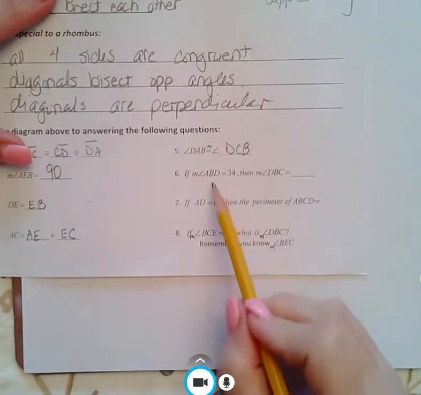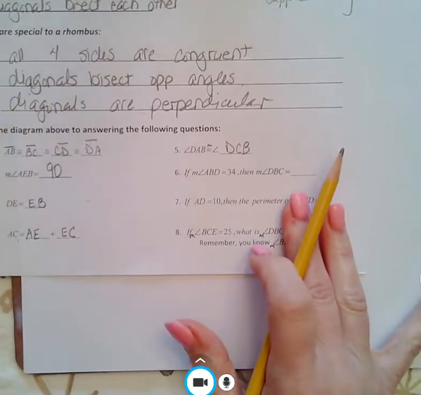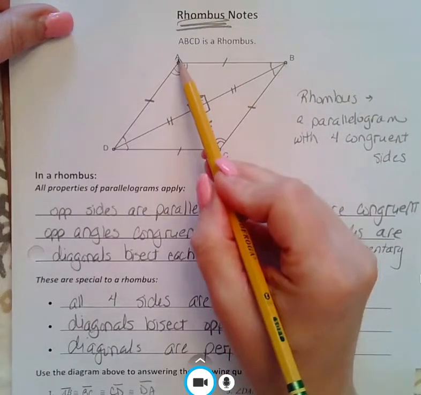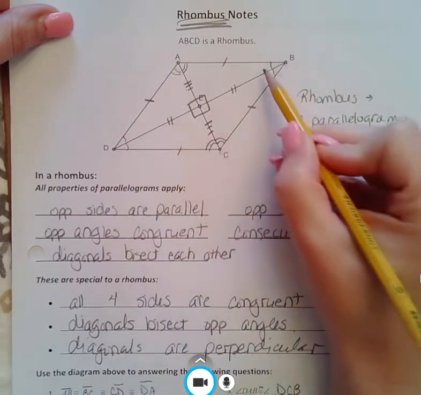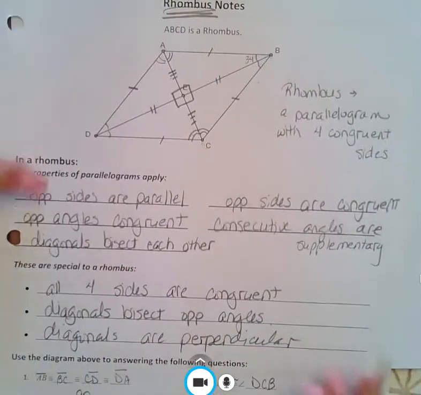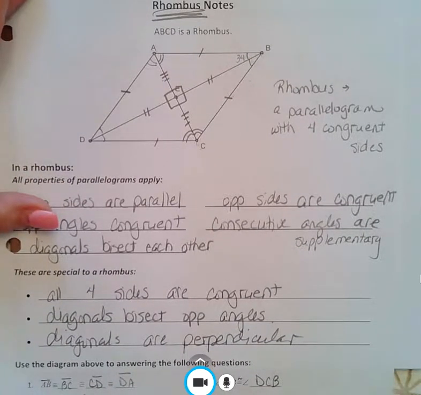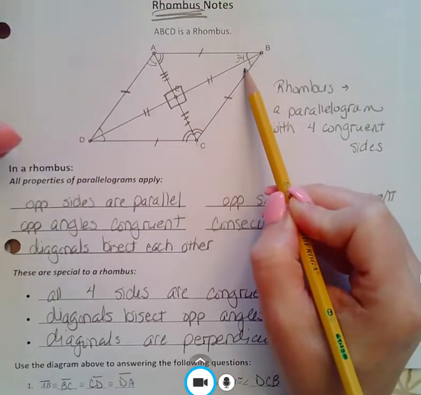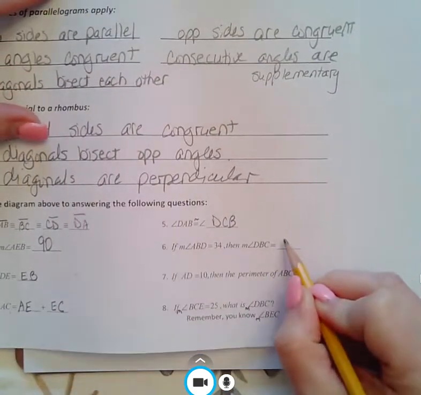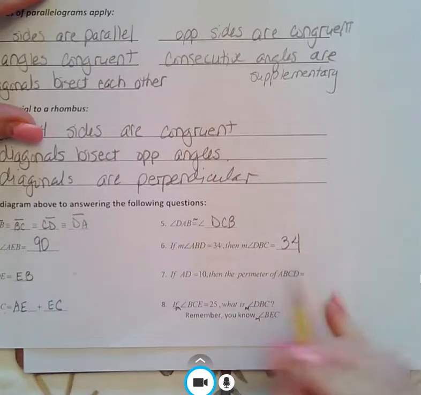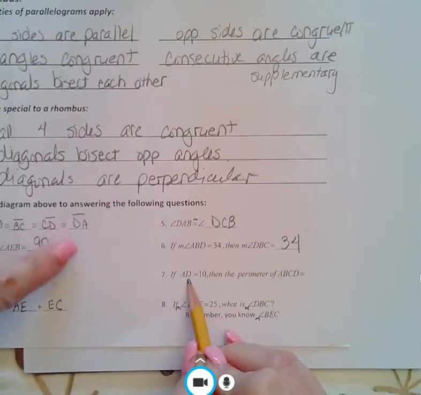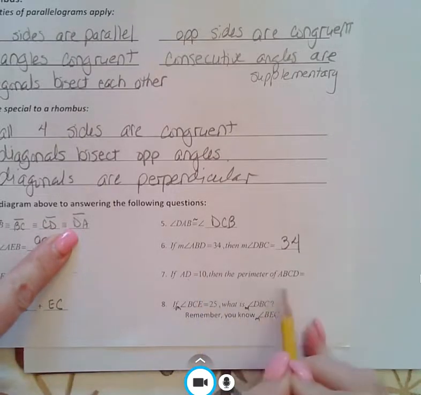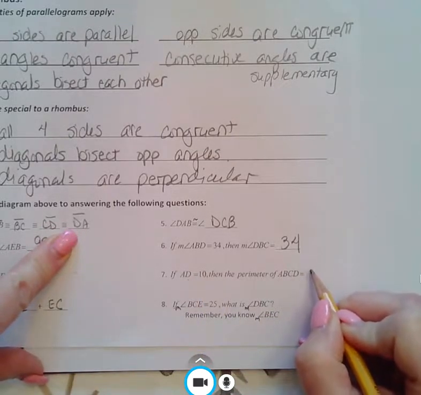Okay, so measure of angle ABD is 34. Let's find it. ABD. A, B, D. If that is 34, then I'll just read it while we're looking. Measure of angle DBC. DBC. What's this guy on this side? Well, that one is also going to be 34. If AD, one of the sides, is 10, then the perimeter is 10 plus 10 plus 10 plus 10, 40.